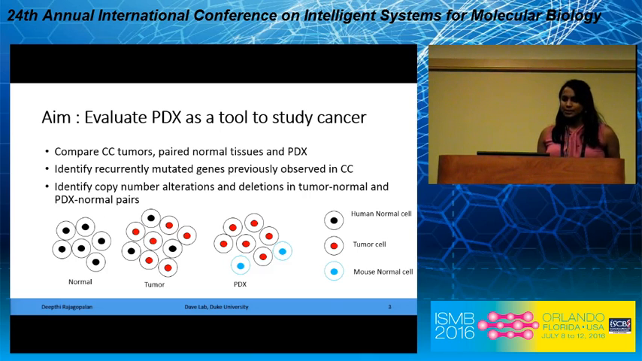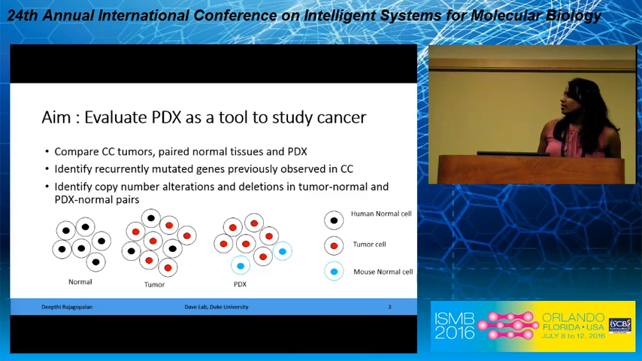So we wanted to compare tumors with the paired normals and PDXs. We wanted to identify recurrently mutated genes previously found in colon cancer. We also wanted to identify copy number alterations and deletions in tumor normal and PDX normal pairs.